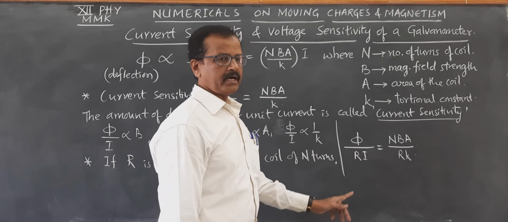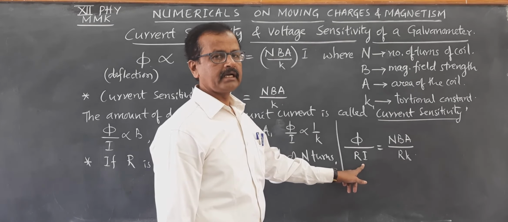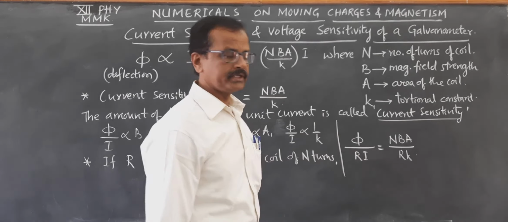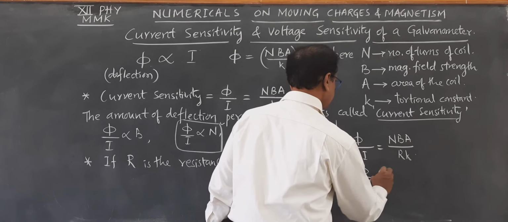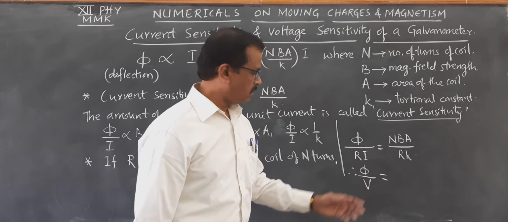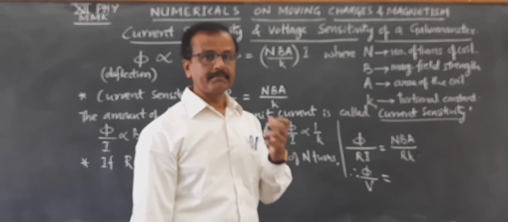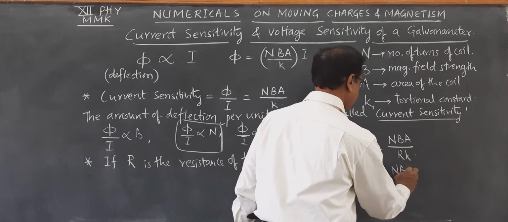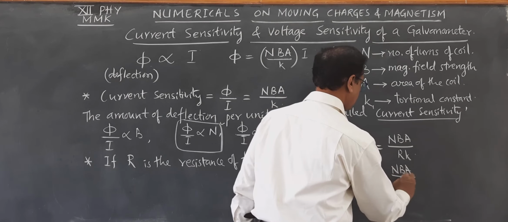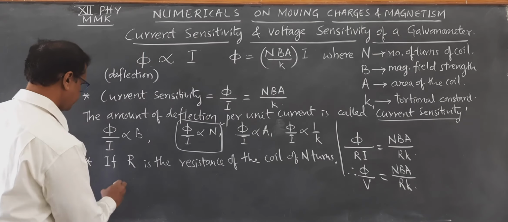Therefore, what is phi by Ri? Using Ohm's law, Ri is the product of resistance and current. The IR product is nothing but voltage. Therefore, phi by V is what we call the amount of deflection per unit voltage, per unit potential difference. Phi by V is equal to NBA upon RK. This is how we define voltage sensitivity.